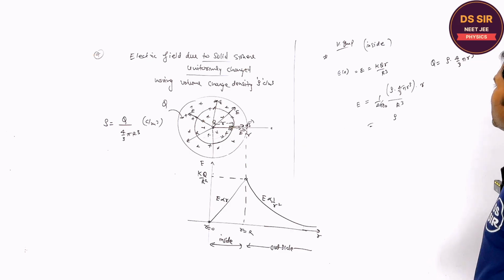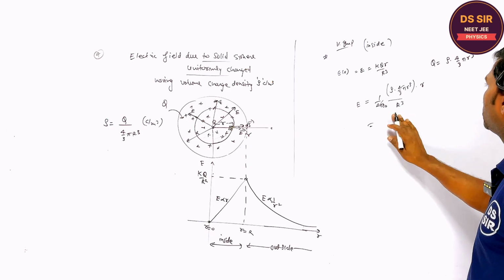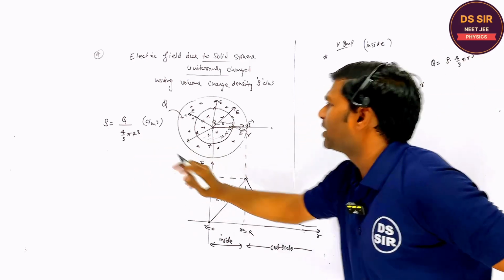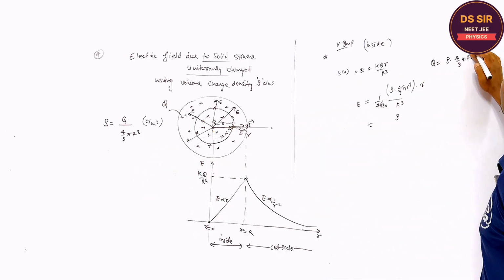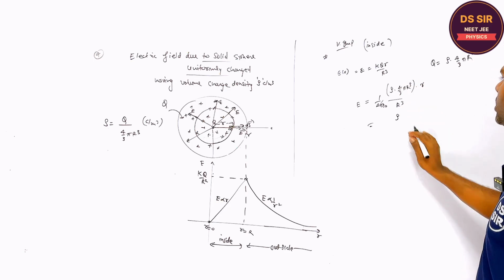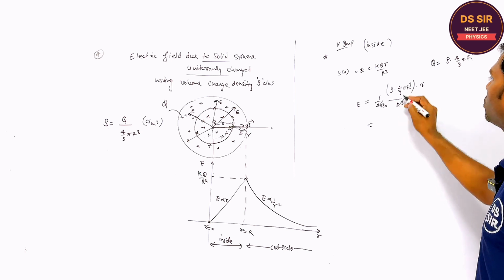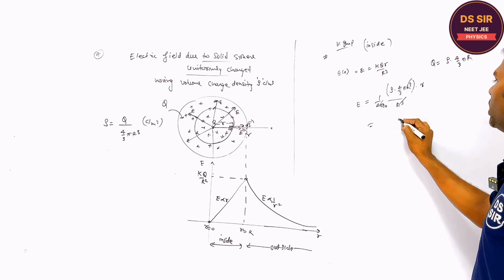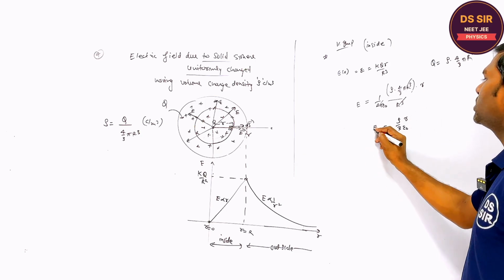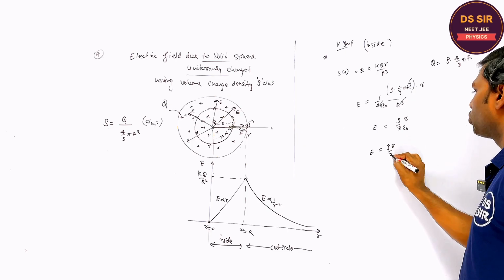Q is equal to rho into 4 upon 3 pi capital R cube. Right, please make it correct. So this 4 pi also cancels out, the R cube also cancels out. So here rho upon 3, and this is the epsilon naught, and this is the small r. So the electric field is equal to rho r upon 3 epsilon naught.